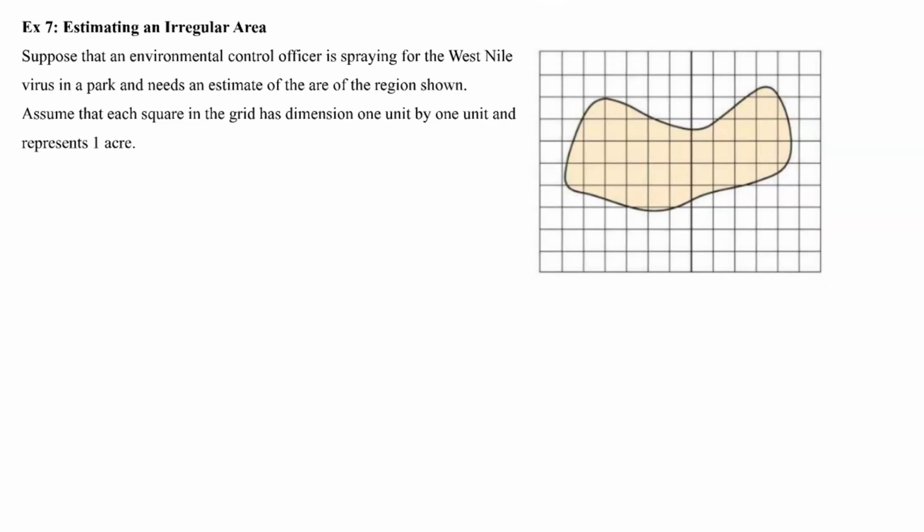Suppose that we have an environmental control officer spraying for the West Nile virus in a park, and they need an estimate of the area of the region shown. Assume that each square in the grid has dimensions of 1 unit by 1 unit and represents 1 acre. One way we can think about this is splitting this into 2 different regions or areas.